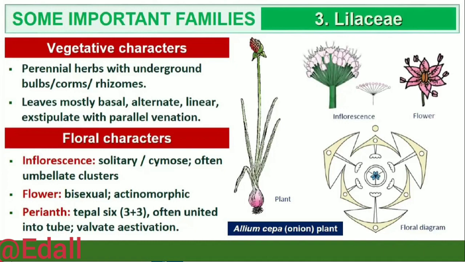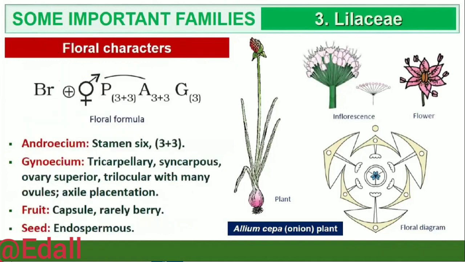Floral characters. Inflorescence solitary or cymose, often umbellate clusters. Flower bisexual, actinomorphic. Perianth tepals 6, 3 plus 3, often united into tube, valvate aestivation. Androecium, stamens 6, 3 plus 3, epitepalous. Gynoecium, tricarpellary, syncarpous, ovary superior, trilocular with many ovules, axile placentation. Fruit capsule, rarely berry. Seed endospermous.